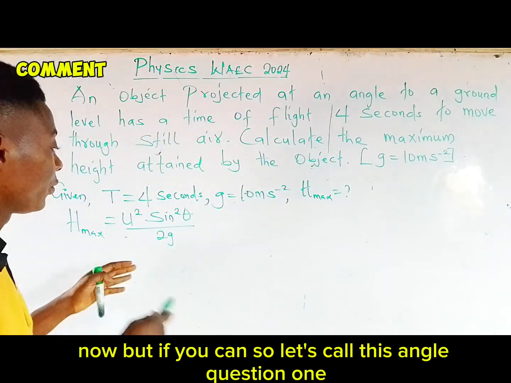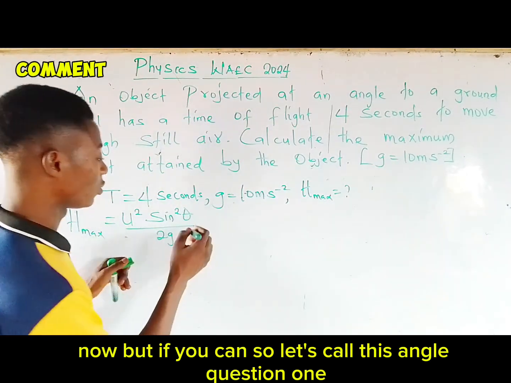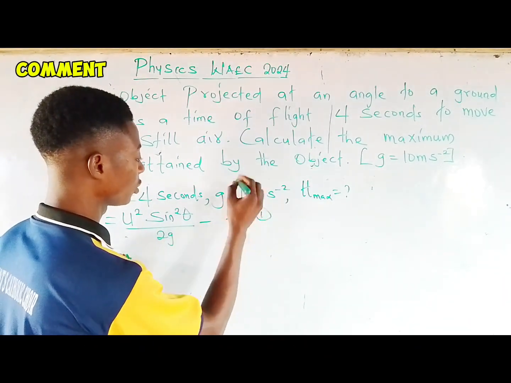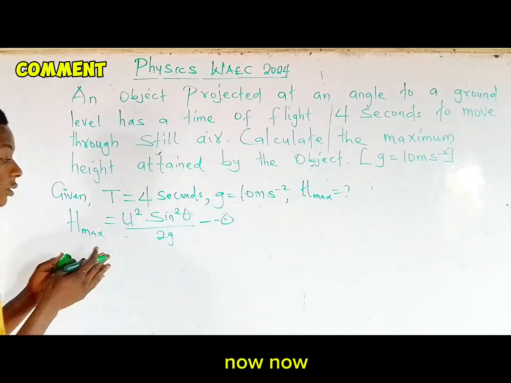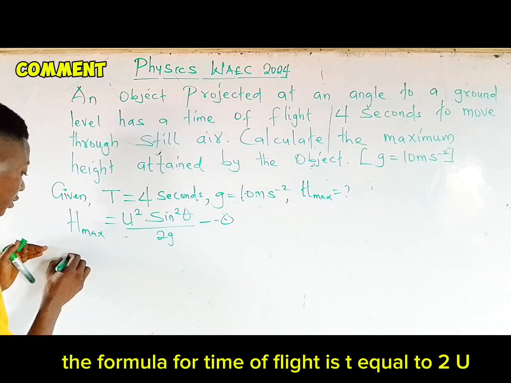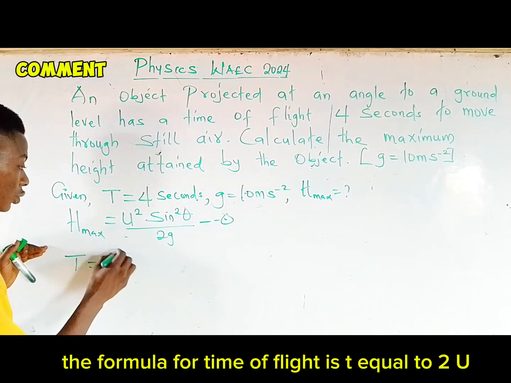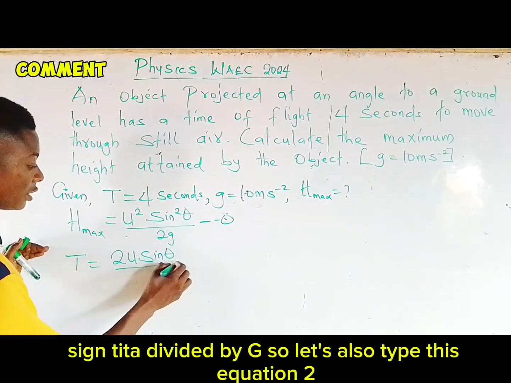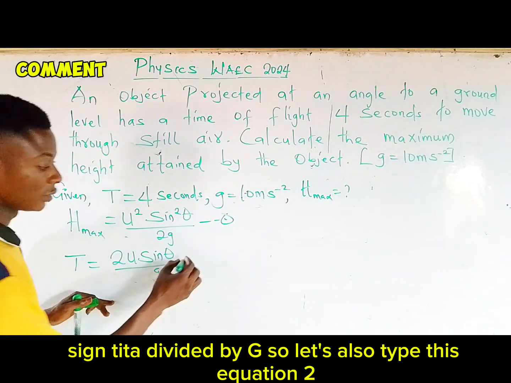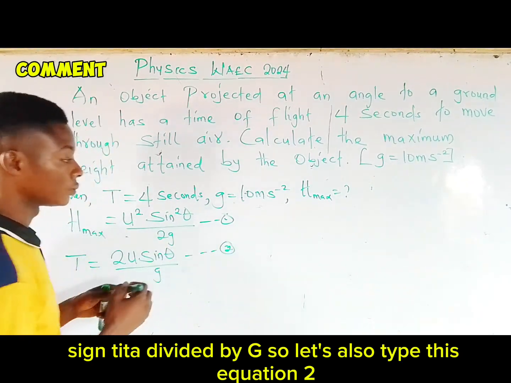So let's call this equation 1. Let's not take much space. Now, the formula for time of flight is t equals 2u sine theta divided by g. So let's also tag this equation 2.